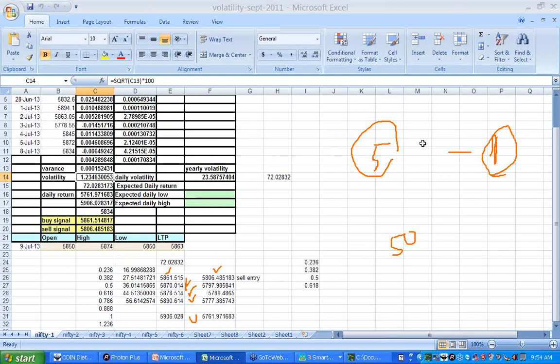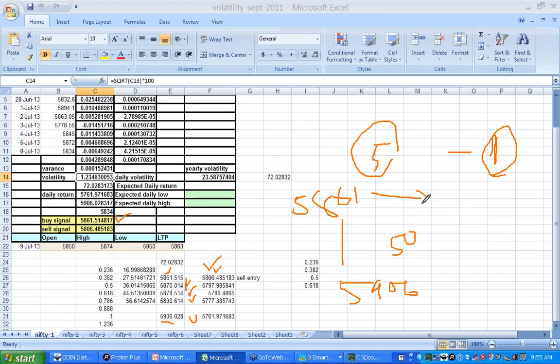I will give you a very simple solution. Whenever you are going for an uptrend breakout at 5861, suppose your 5861 uptrend has got a breakout and you are expecting a final target of 5906. Till this point you are expecting 5906. At this point of time, one simple trick: your downtrend level is at 5806.